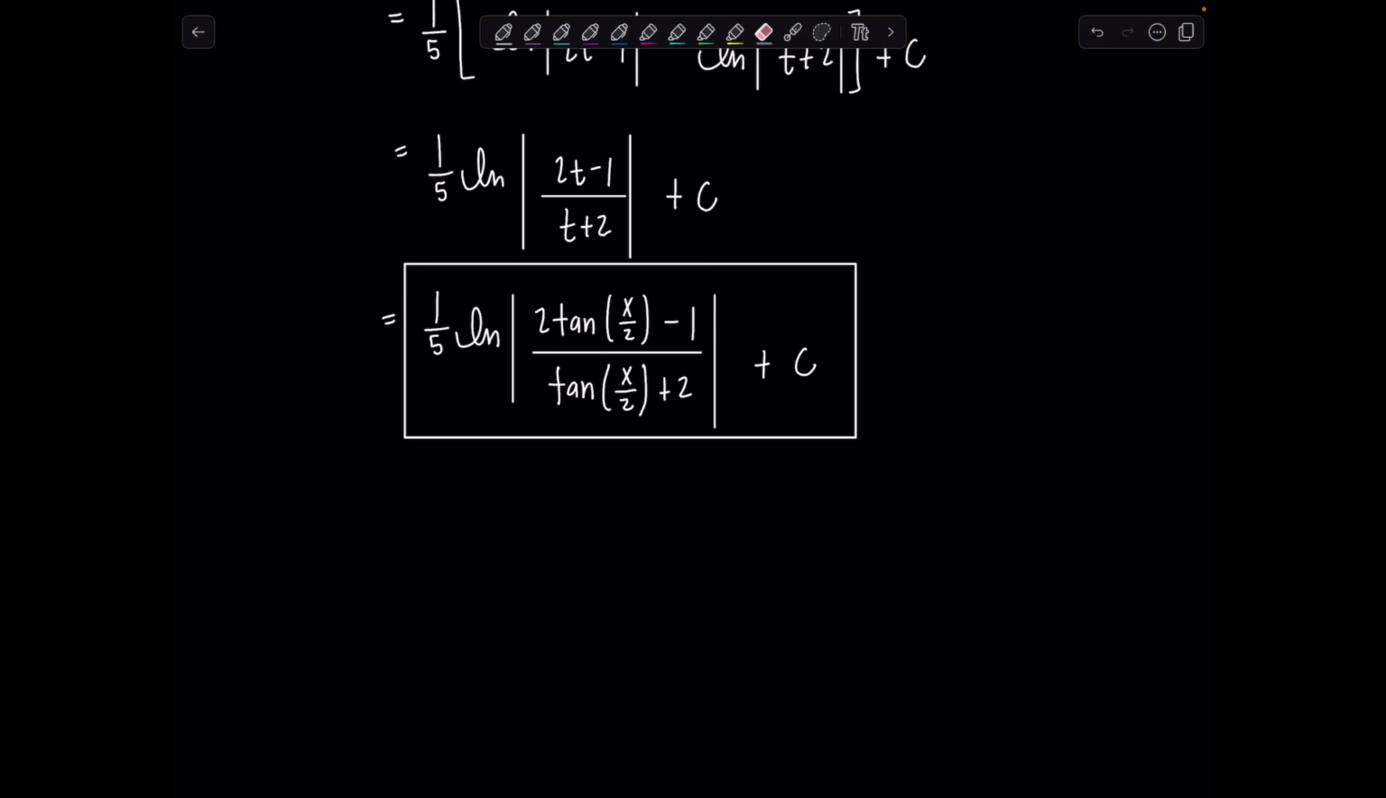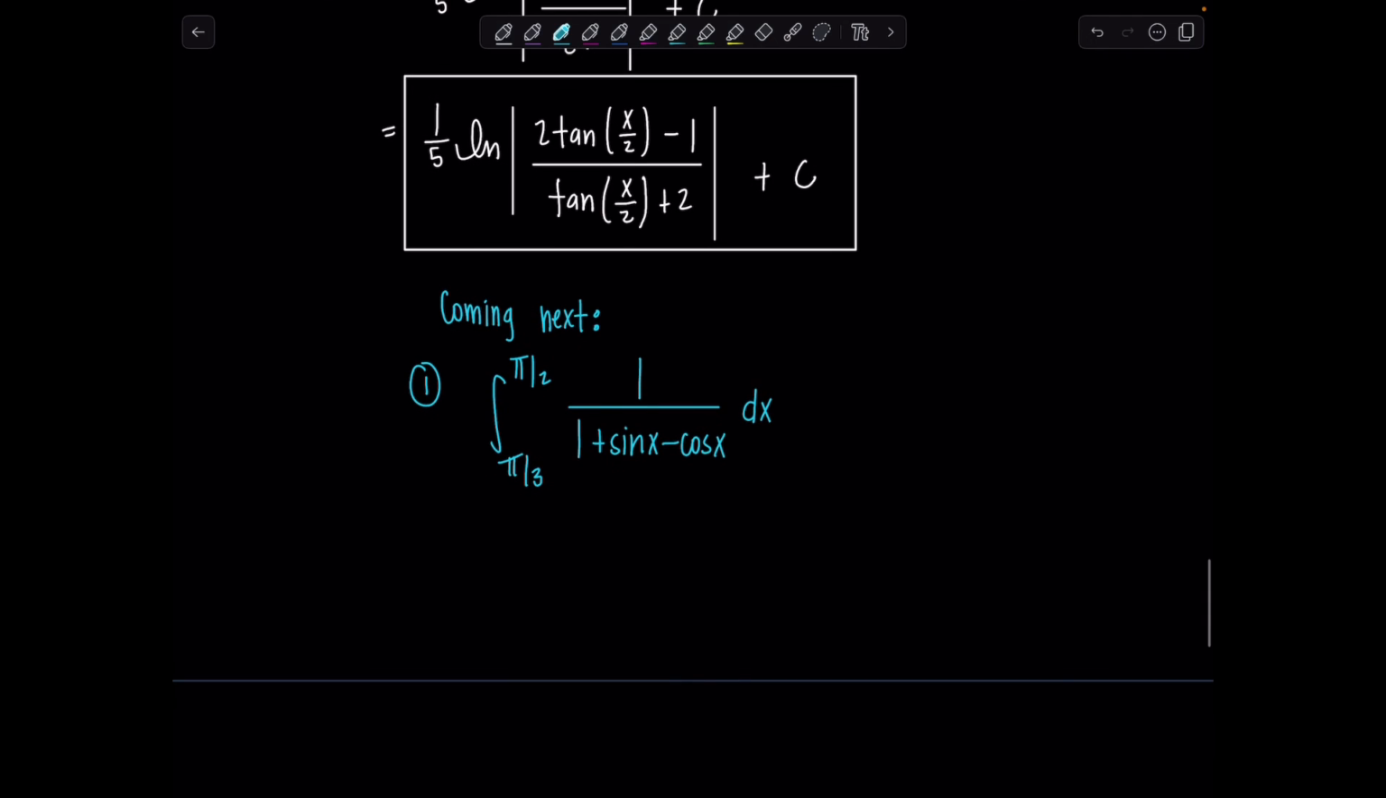So we have coming next. Look at that, I'm doing like a trailer, teaser. Coming next, we have number 1, the integral from pi over 3 to pi over 2 of 1 over 1 plus sine x minus cosine x dx, and 2. Yes, I'm giving you both definite integrals. 0 to pi over 2, sine 2x over 2 plus cosine x dx.